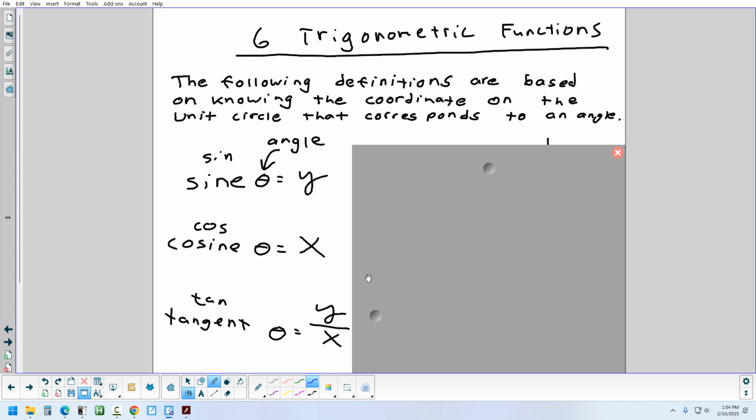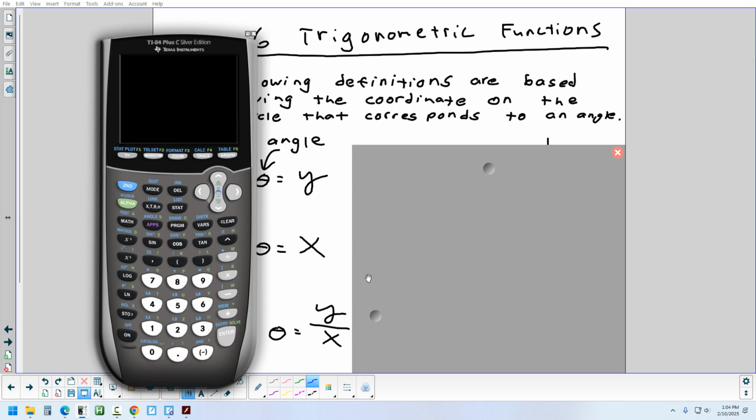So each trig function is calculated from the coordinate. That's the most important thing in unit circle trig. You have to know a coordinate. If you can't get a coordinate, you can't do unit circle trig. Okay? So those are the first three: sine, cosine, tangent. And on the graphing calculator, you might have seen the three buttons in the middle here: sine, cosine, tangent. That's the three trig functions that we're talking about.